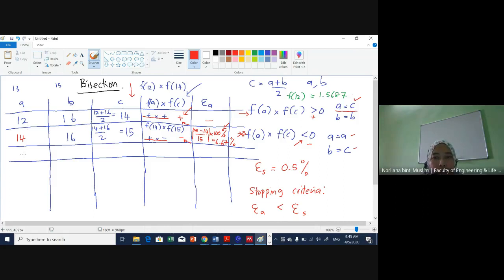So in the third calculation, your A just now in the second calculation remains the same thing. Your A is 14, remain the same. This is 14. So B is C. So update your B, 16 needs to change to 15. Okay, so your C will be 14 plus 15 divided by 2, then we have 14.5.